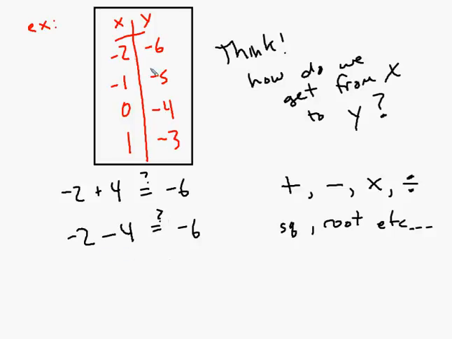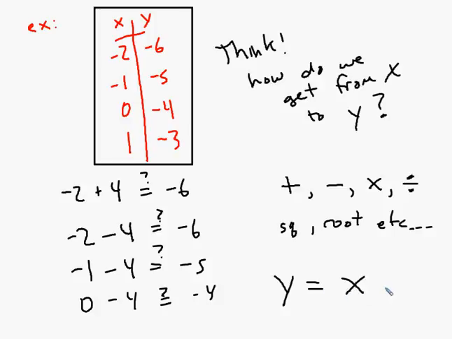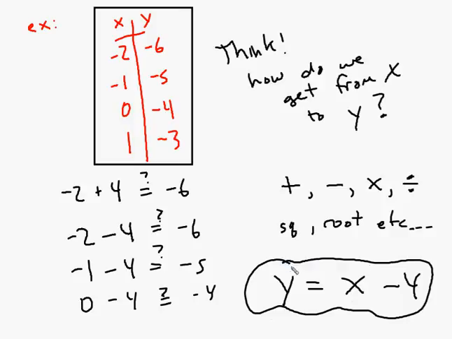Yeah. All right, now it's not enough to get the first one. If I do negative 1 minus 4, do I get negative 5? Yes. Okay, 0 minus 4, do I get negative 4? Yes. So it works on all of them. So what's our function rule? Well, y equals x minus 4 is what you said, and that is our answer. You really do have to guess an operation and test and see if it works out.